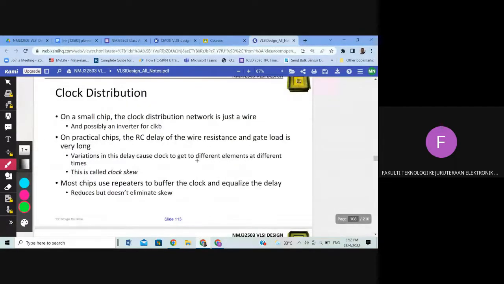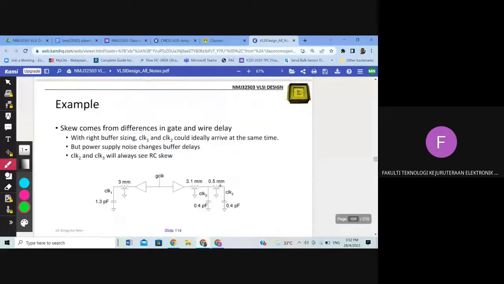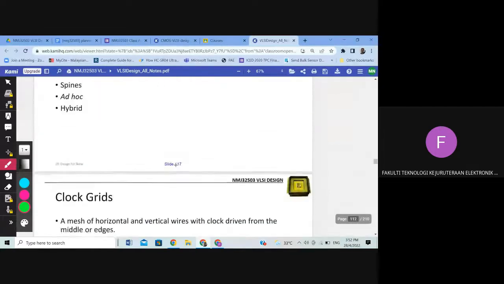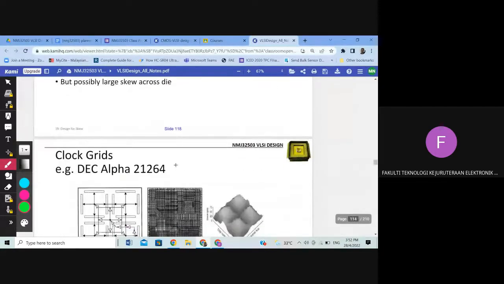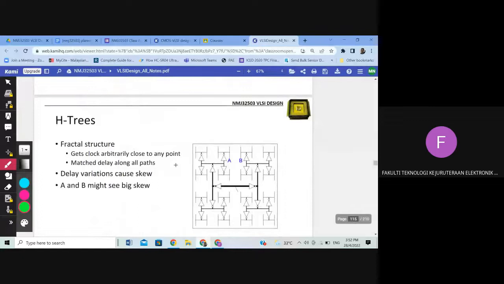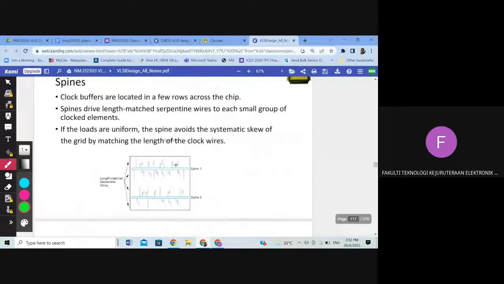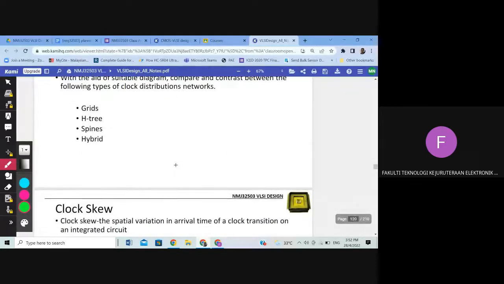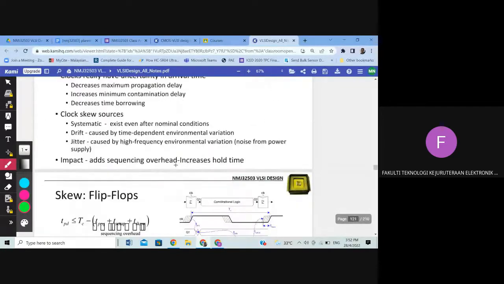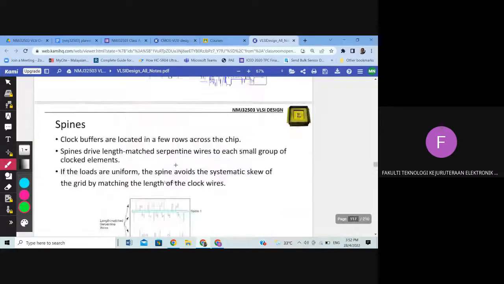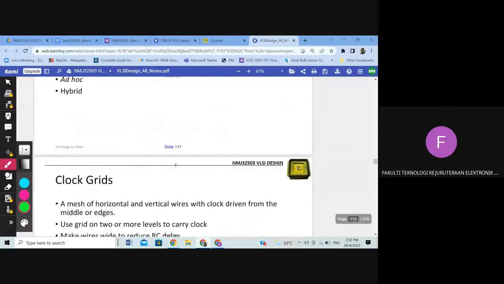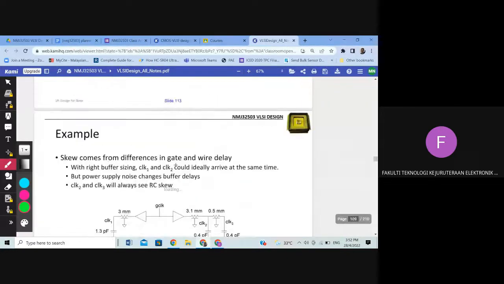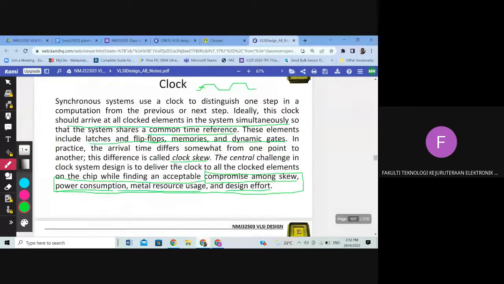Right, so clock distribution. We still have time, so maybe I will stop at clock distribution, and we stop before clock skew. So clock distribution, as I mentioned to you: how do we distribute the clock? That is the question in mind when we talk about clock distribution.